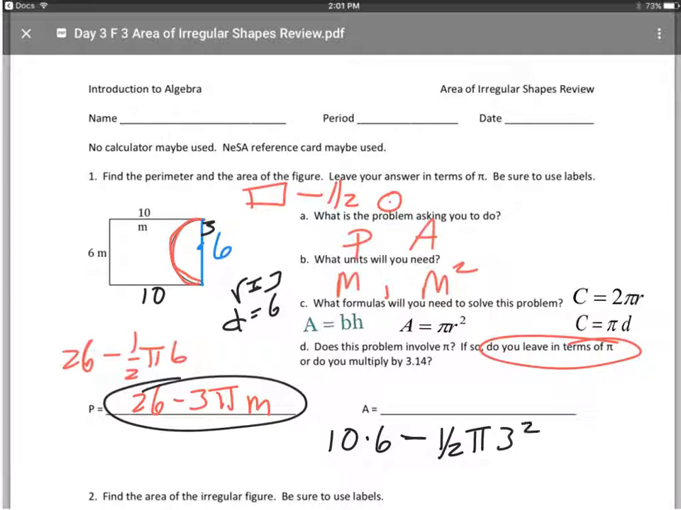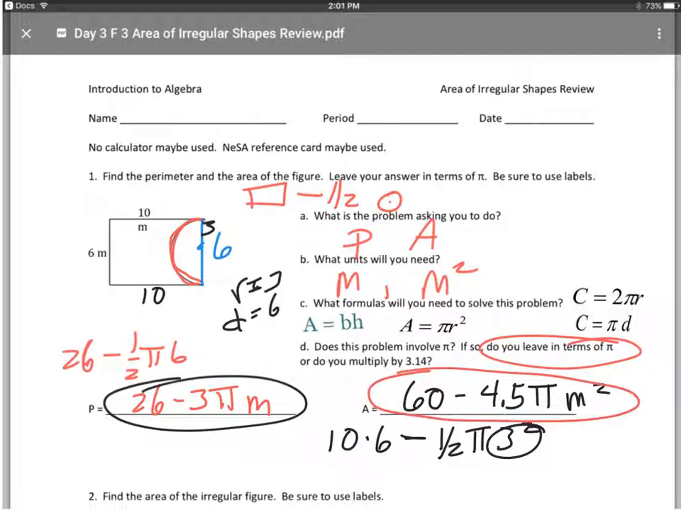3 squared. So the 10 times 6 is 60 minus, and 3 squared is 9, right? So this right here is 9. Half of 9 is 4.5. Don't lose the pi. So 4.5 pi, and this will be area, so it's meters squared. So there's our answer for area that we're looking for.